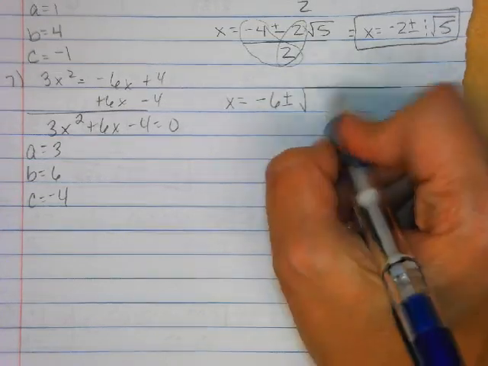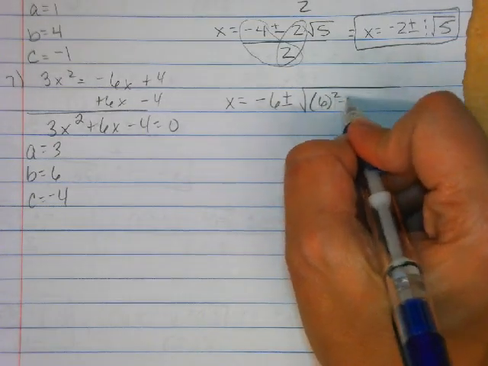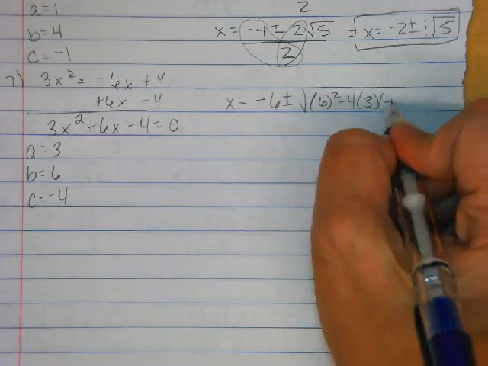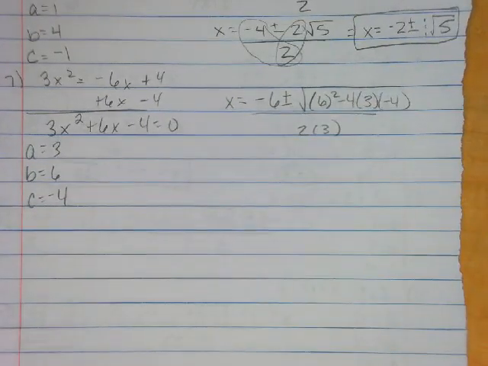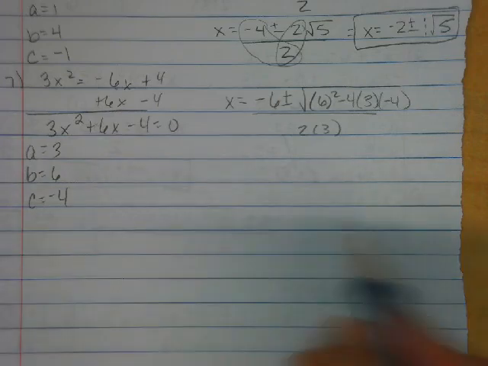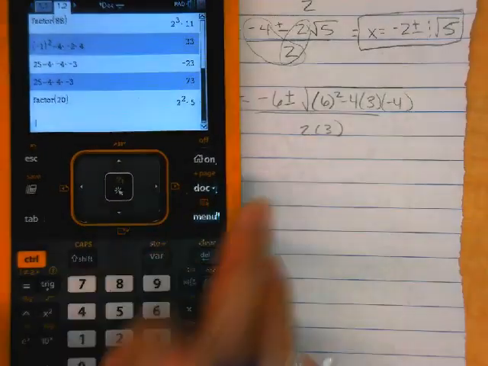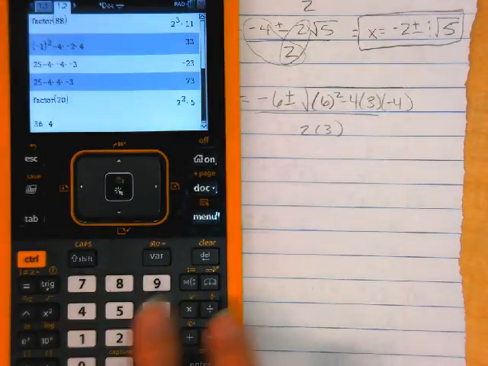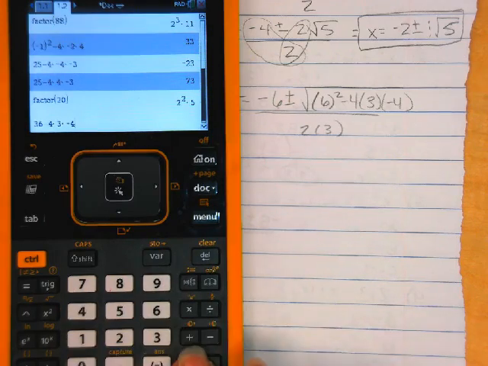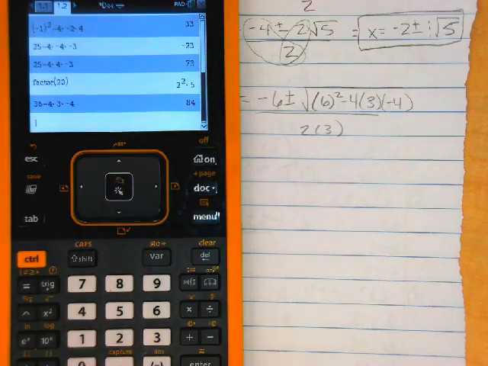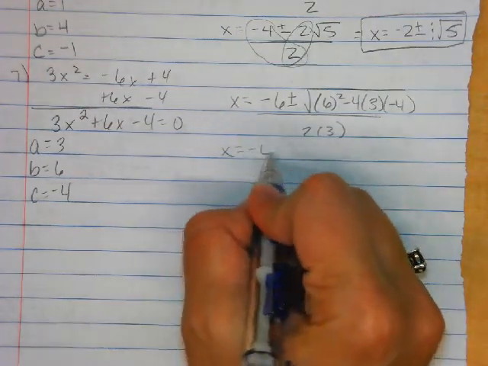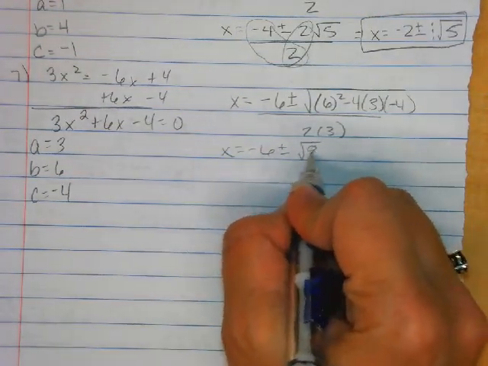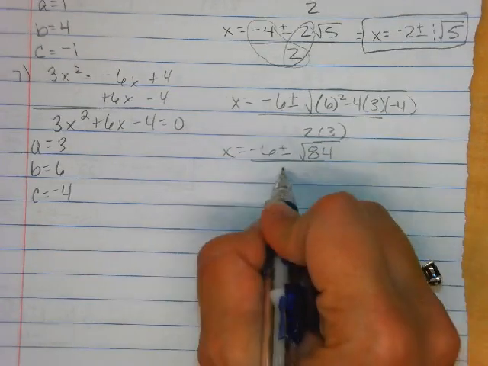All right, the square root of 6 squared minus 4 times 3 times a negative 4, all over 2 times 3. So again, it sounds like most of you have that set up. All right, 36 minus 4 times 3 times a negative 4 is 84. Ugh, that's ugly. Negative 6 plus or minus the square root of 84 over what?